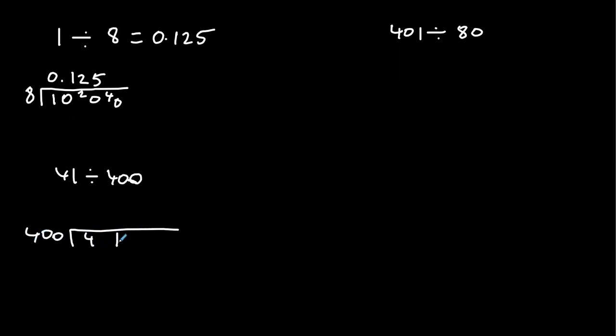So 400 doesn't go into 41, so we add our first 0, and then we put a point at the top. 400 goes into 410 once with a remainder of 10. 400 doesn't go into 10, so we add our second 0 for this remainder. And then we put a 0 at the top for that second 0. 400 goes into 1,000 twice with a remainder of 200. And then 400 goes into 2,000 5 times with no remainder. So the answer is 0.1025.